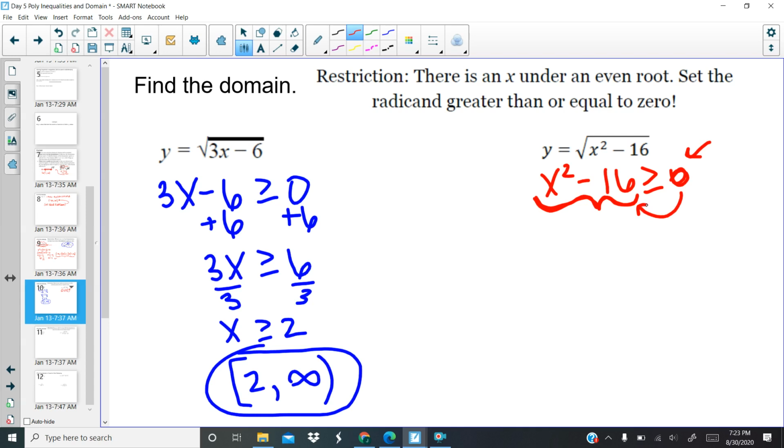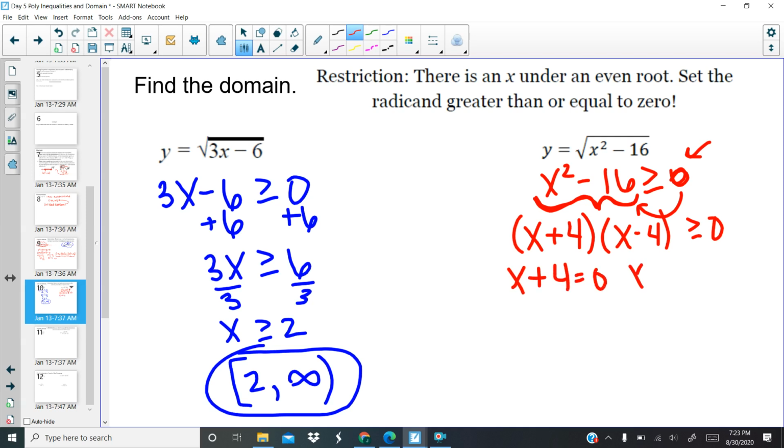So x squared minus 16, that's a difference of perfect squares. So that's going to factor to x plus 4 times x minus 4. And then we're not going to worry about the greater than or equal to yet. We're going to go ahead and solve for both of those factors. So we would have x plus 4 equal to 0, x minus 4 equal to 0, and x is going to equal negative 4 and positive 4. So then what we're going to do from there is we're going to use the negative 4 and the positive 4, and we're going to put it on a number line.